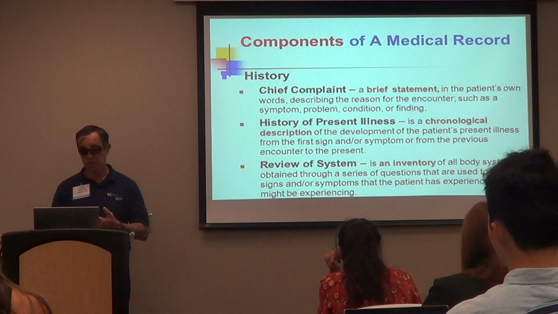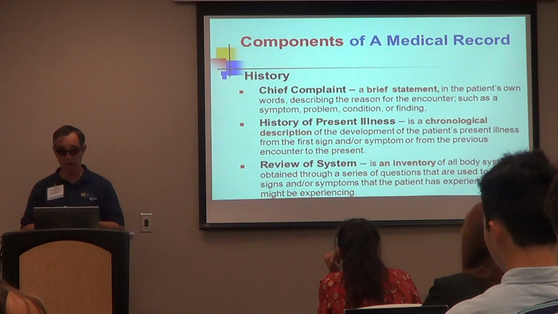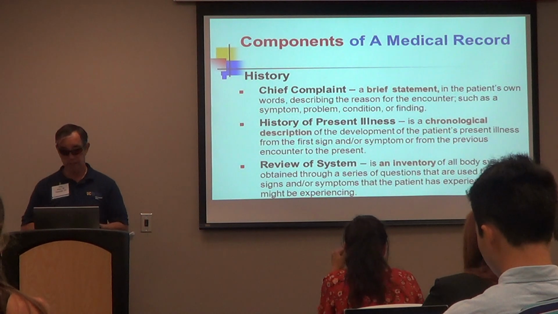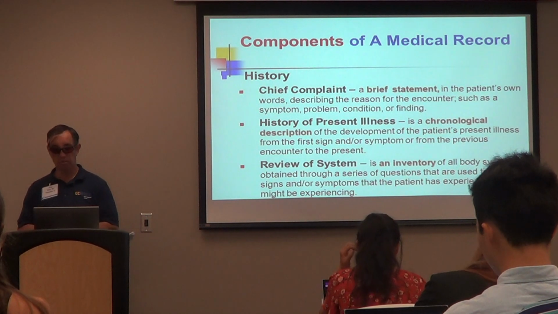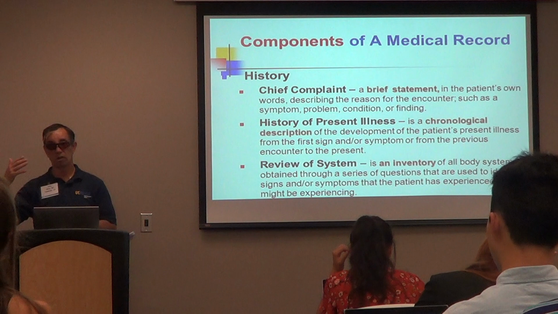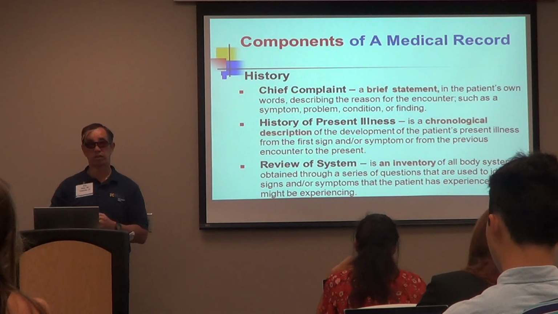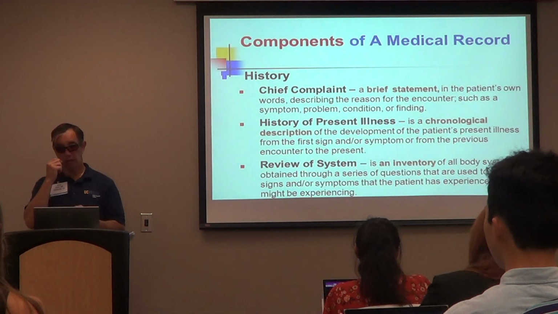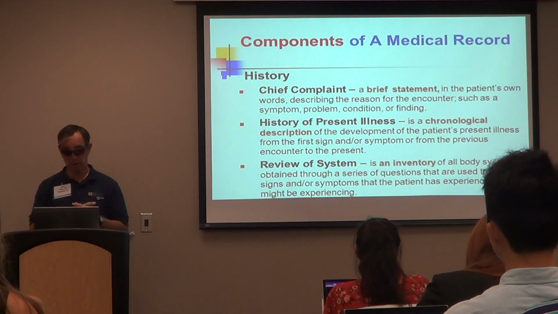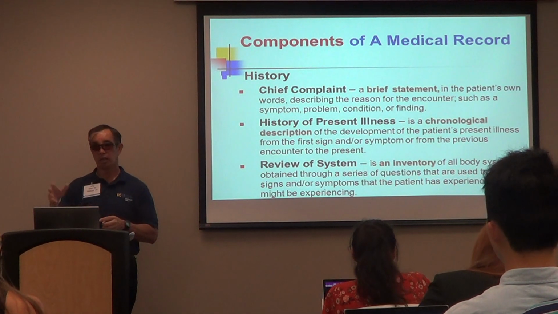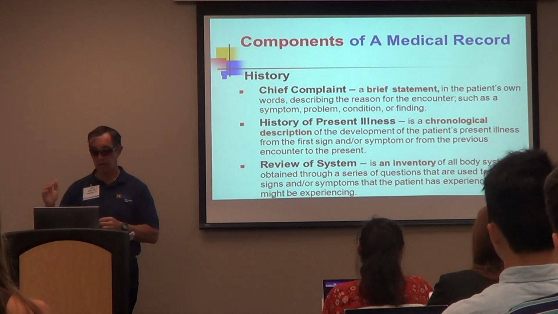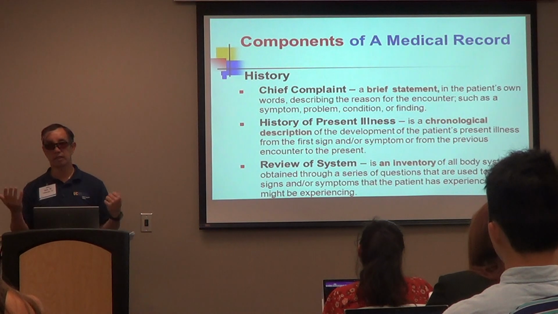And then the history of the present illness, or the HPI, is a chronological description of the development of the patient's previous signs and symptoms. That's also part of where you look at their past medical history. We'll be going through a lot more detail on this. There's a lot of what are called HEDIS measures we'll talk about. But in general, that's what the HPI is.